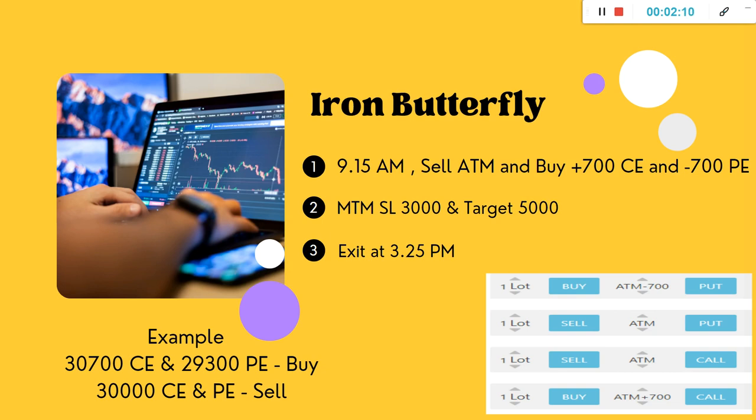We don't have any specific stop loss or target for each leg. We only have an overall strategy stop loss and target, and we need to exit if neither of these two conditions, stop loss or target, is met. We need to exit at 3:25.